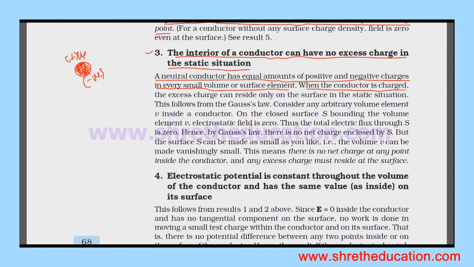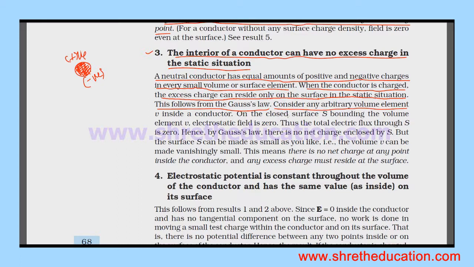When the conductor is charged, the excess charge can reside only on the surface, in the static situation. We can see why using Gauss's law.